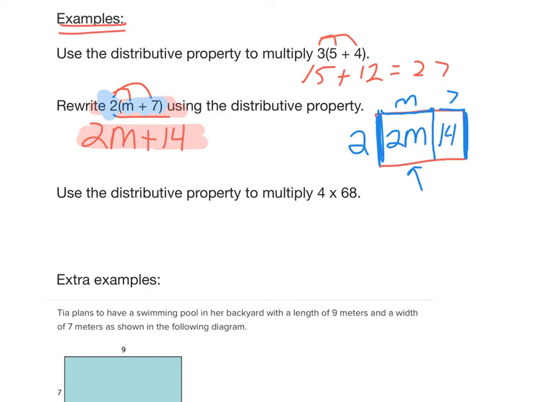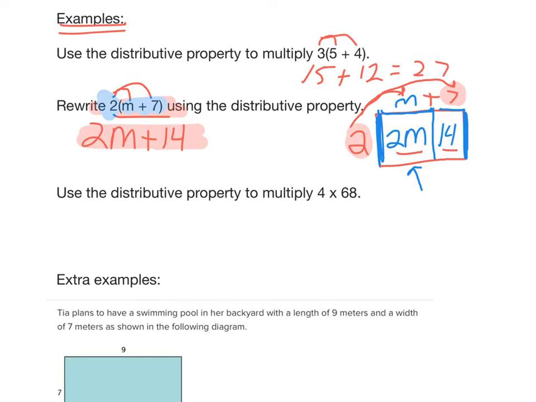And yes, I recognize that I didn't label the box very well. It's not in proportion because 2 looks a lot longer than 7. Not a big deal. Okay, get the idea that when you multiply 2 times m plus 7, it's the same as 2 times m plus 2 times 7. 2 times m, 2 times 7. Okay.